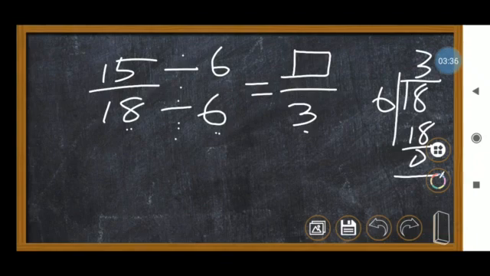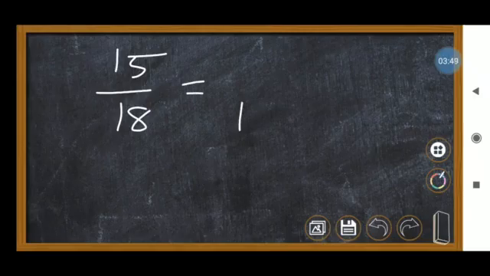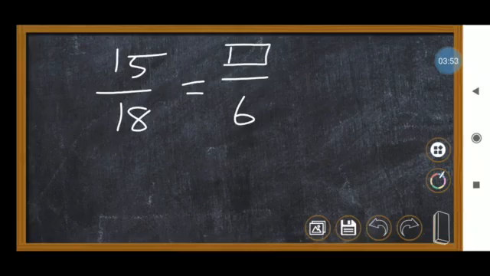Sorry, just a minute. First I will write it: 15 divided by 18. Here the denominator is 6, am I right? What number do we divide by to get 6? We have to divide by 3. I said 6 earlier, but I didn't notice the denominator value, sorry for that. If we divide by 3, we get 6.